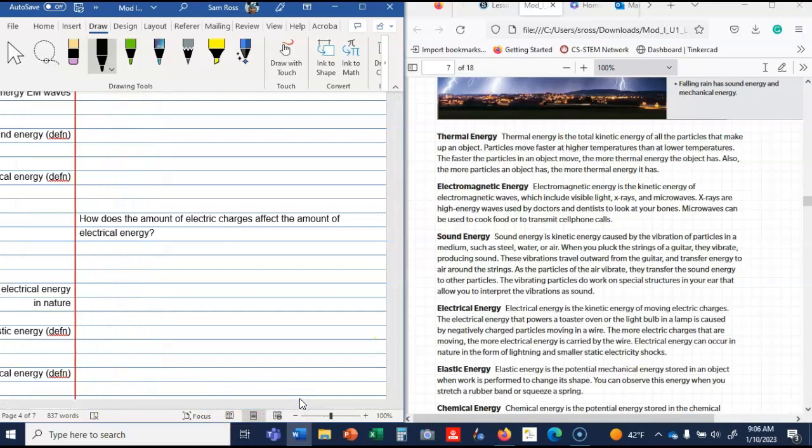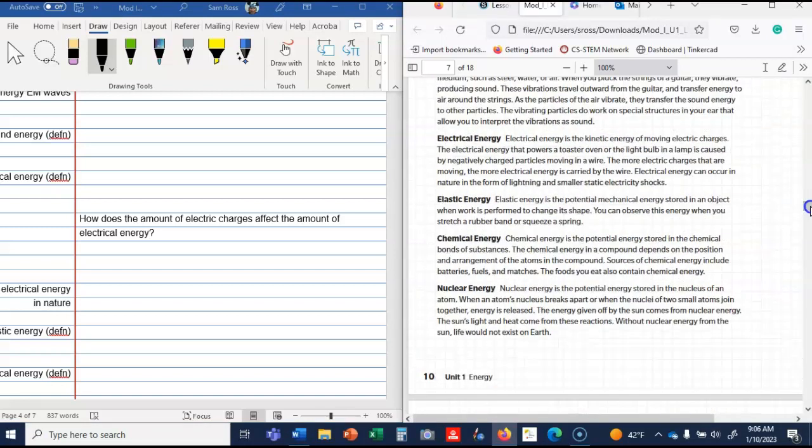And we have a question. How does the amount of electric charges affect the amount of electrical energy? So let's see. In this third sentence, it says the more electric charges that are moving, the more electric energy is carried by the wire. Okay, so the more electric charges that are moving, the more electric energy that is carried by the wire. Let me move this up so we can see that's electric energy.